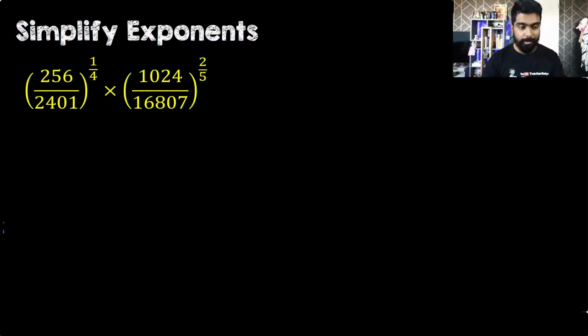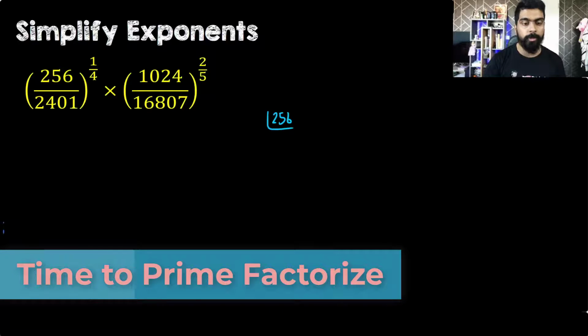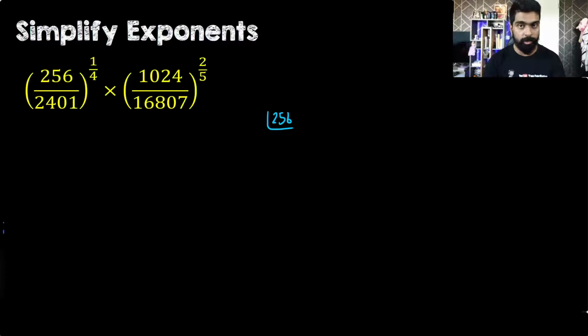Alright guys, so step number one, what we're going to be doing is prime factorizing all of the numbers. So let's go ahead and prime factorize 256 first. Prime factorize means, guys, we will be dividing it with prime numbers, like 2, 3, 5, 7, 11 and so on. Since 256 is an even number, we surely know that it can be divided by 2, right? So let's go ahead and divide by 2.